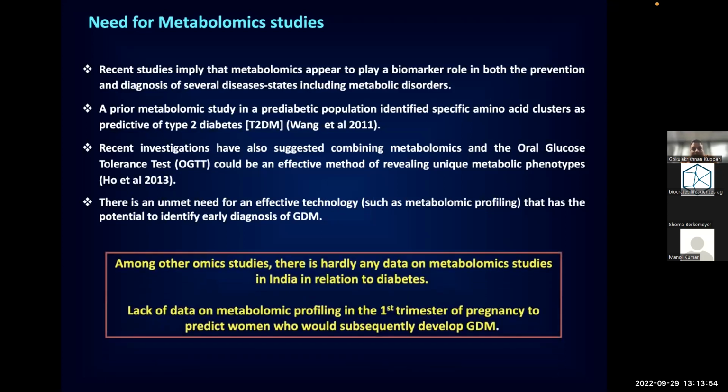Among other omics studies, there is hardly any data on metabolomic studies in India in relation to diabetes, and especially there is a lack of data on metabolomic profiling in the first trimester of pregnancy to predict women who would subsequently develop GDM.